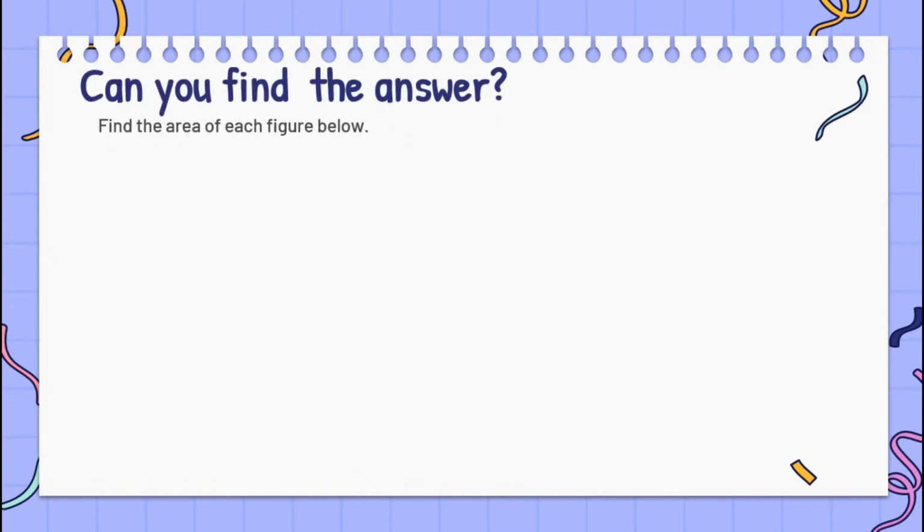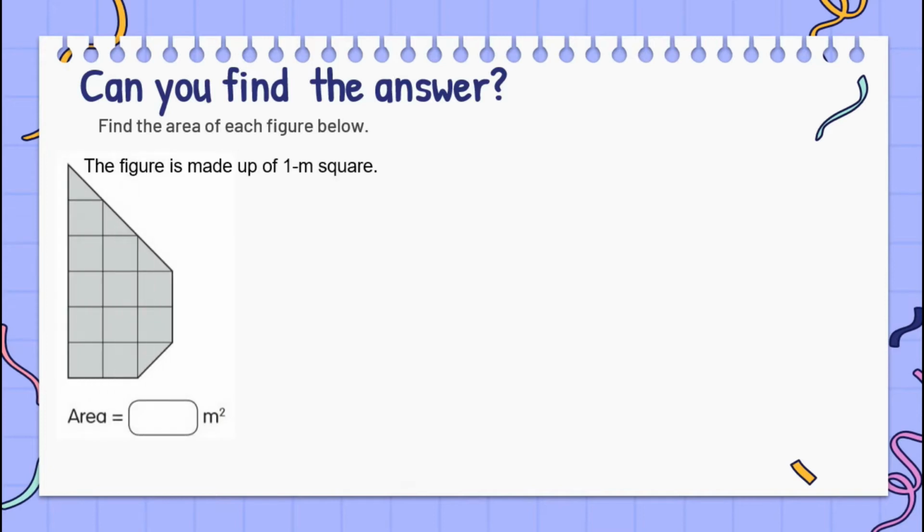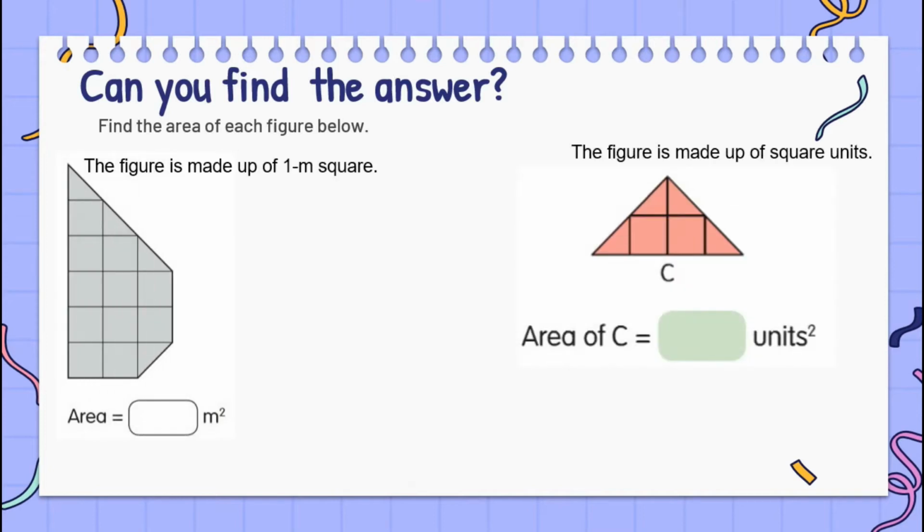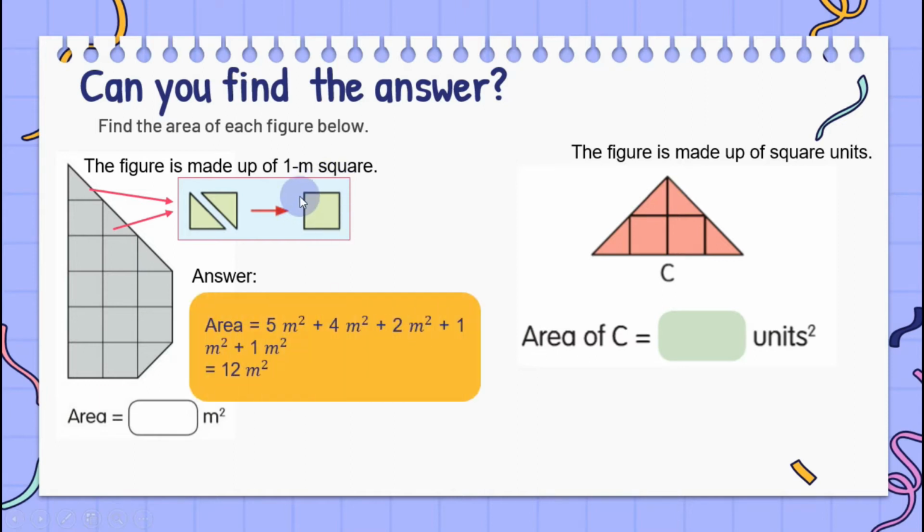Find the area of each figure below. Number 1. Number 2. The answer: we are going to count the area. 1, 2, 3, 4, 5. Plus 1, 2, 3, 4. Plus 1, 2. There are 4 halves. Remember, 2 halves equals 1 square meter. Area equals 12 square meters.